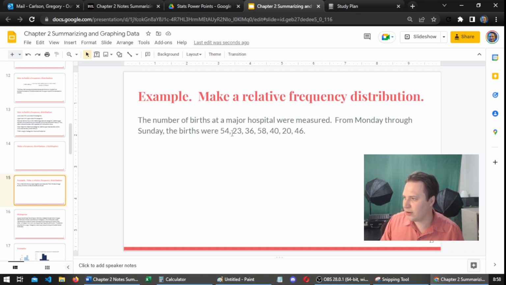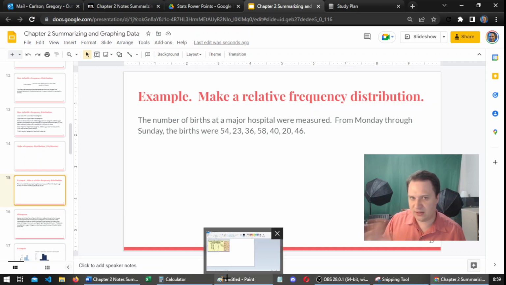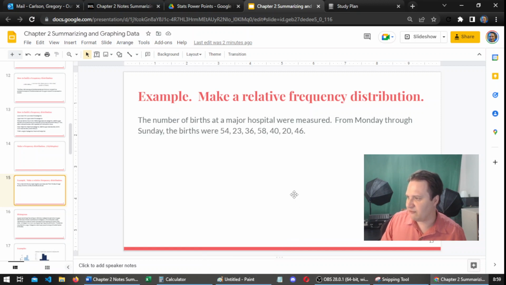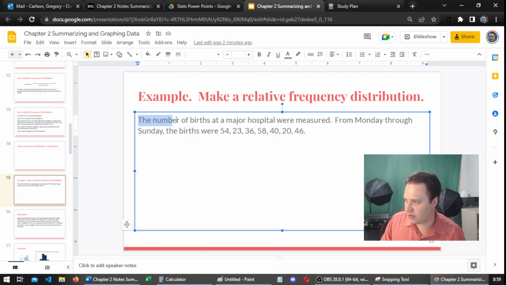Okay, so here we are. We're going to make a relative frequency distribution. And I'm actually going to show you how to do this in Microsoft Excel. I'm going to make a bigger video in the future about how to use Excel, but for now, we're going to use it. So we have the number of births at a major hospital that were measured Monday through Sunday, so every day of the week.